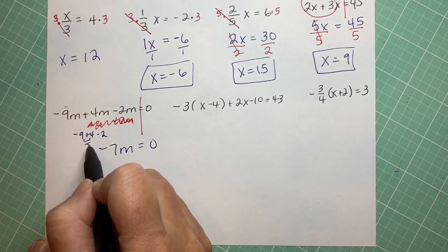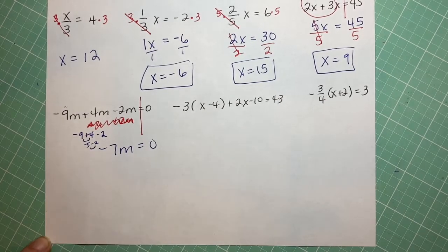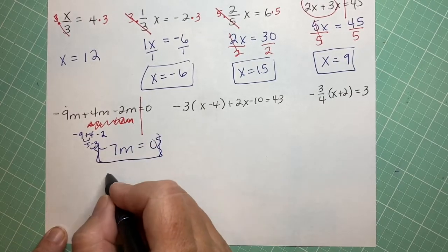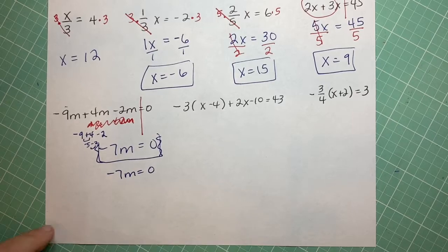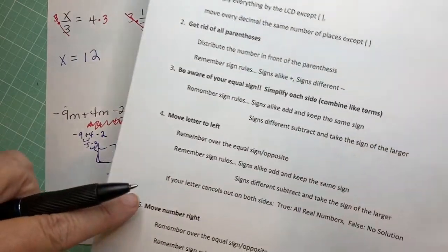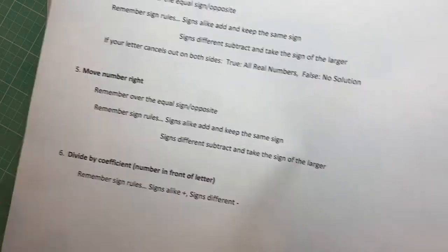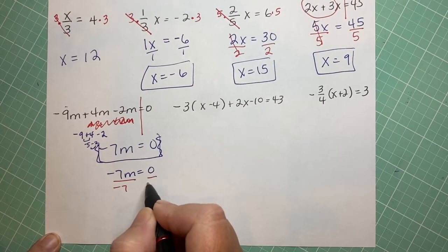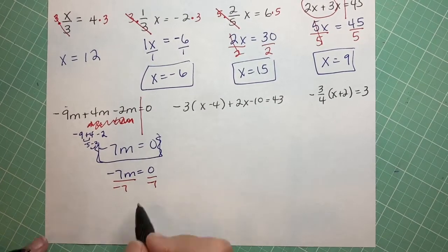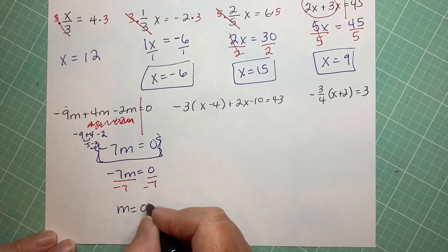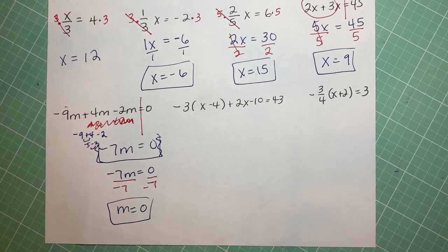So these two give me a -5, and those two give me that. Oh, well, I'm not done yet, sorry. So we had -7m equals 0. So that was step 3. Step 4, letter on the left, it's already there. Step 5, number on the right, it's already there. So all we have to do is step 6, which is divide by the number in front. And so m is equal to 0, because 0 divided by anything is 0.